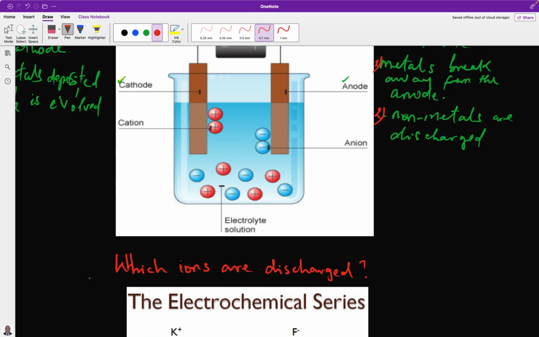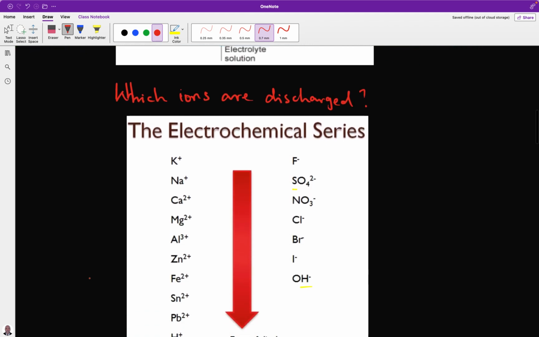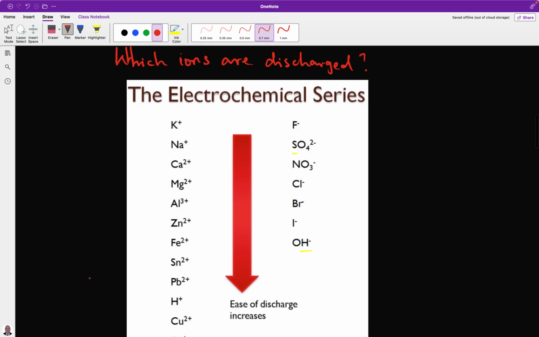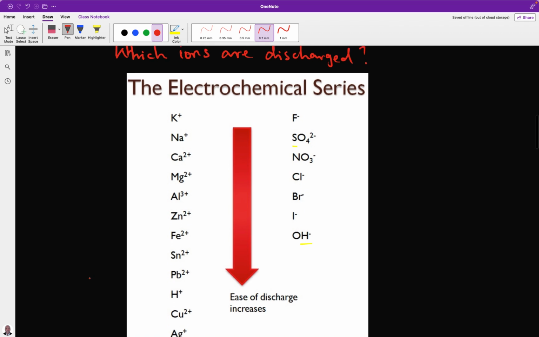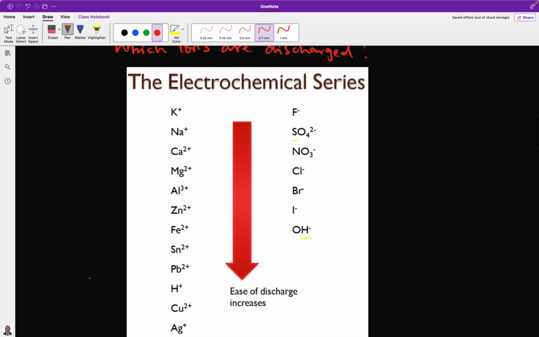How do we know which of the ions are discharged, either at the cathode or at the anode? It drives us to knowing well or remembering our electrochemical series, the ease of discharge of the different ions at the cathode and at the anode. Learners, do put this in your memory very well. The ions lower in this series are given priority.